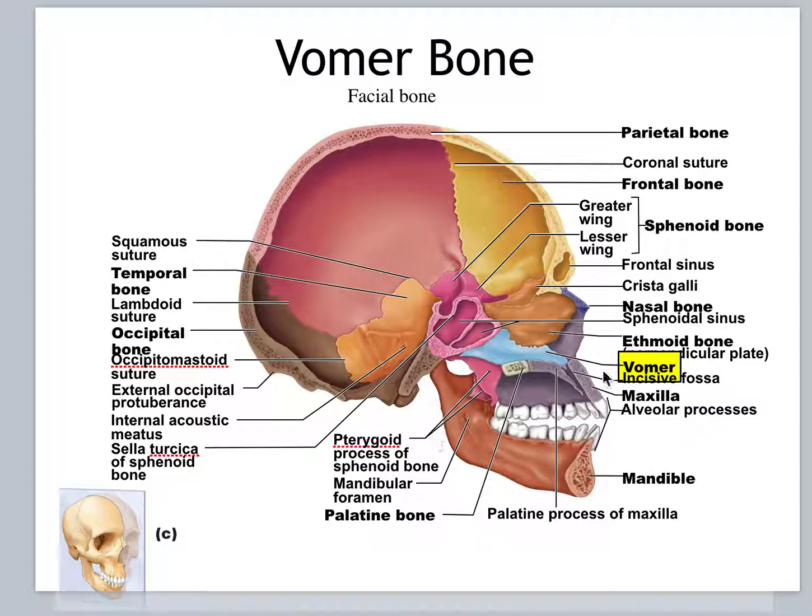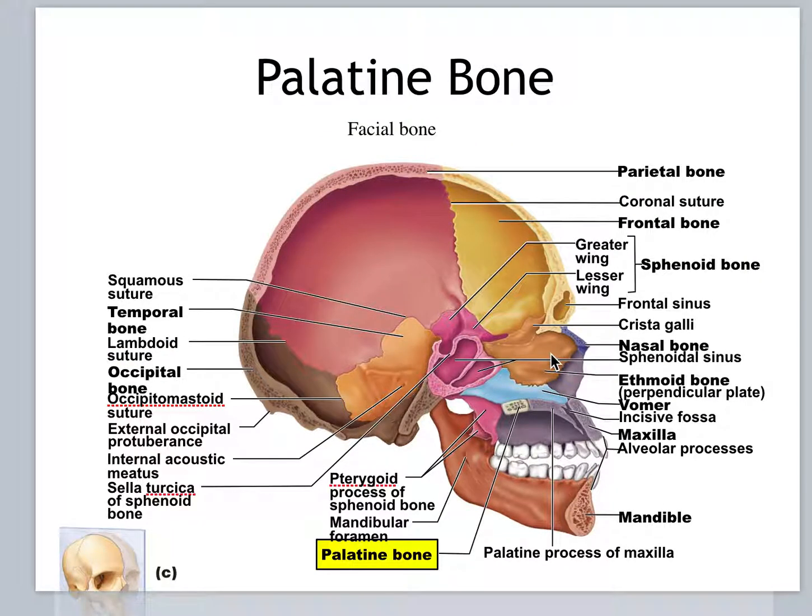The vomer bone is one of the bones. It's a small bone in the nasal cavity area. And this is really hard to see because it's so small, but it's located in the nasal septal area. Vomer bone. The palatine bone forms part of the upper palate, and it's a small bone, but it's part of the facial bone.